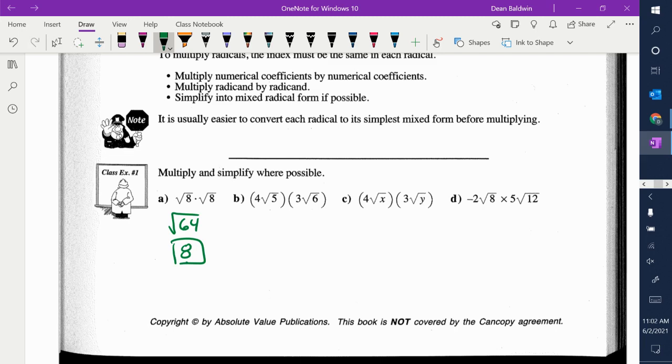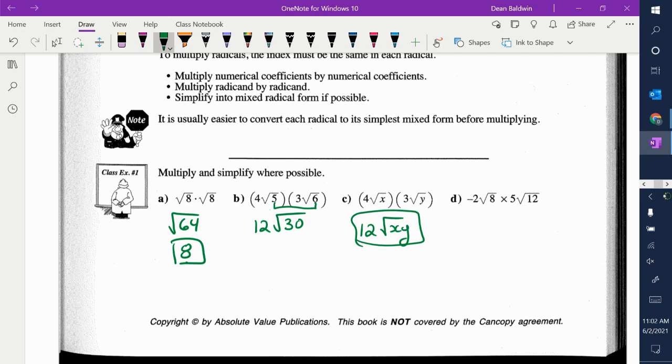Next one, 4 root 5 times 3 root 6. Same index number. Multiply the numbers in front. 4 times 3 is 12, so 12 hangs out there. You're going to have some sort of square root. What is going to go inside of that square root? 30, 6 times 5. Right, so you just multiply those two. All right, C. Even if it's variables, you can still do it. 4 times 3 is 12. Root x times root y is square root of xy.